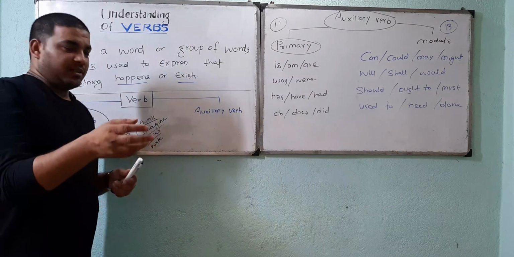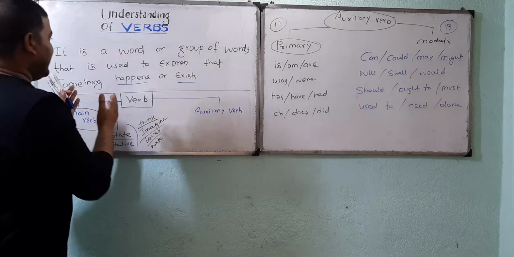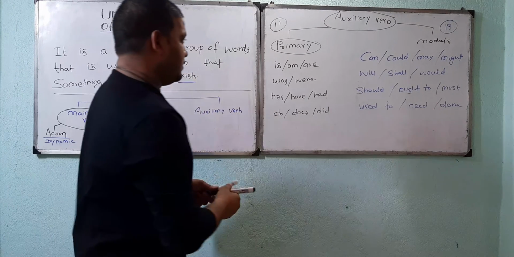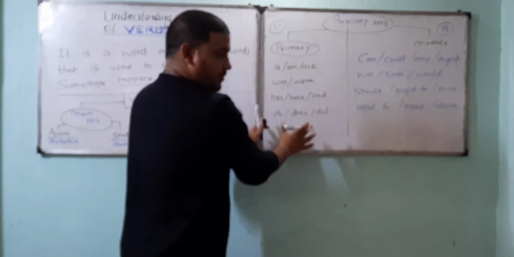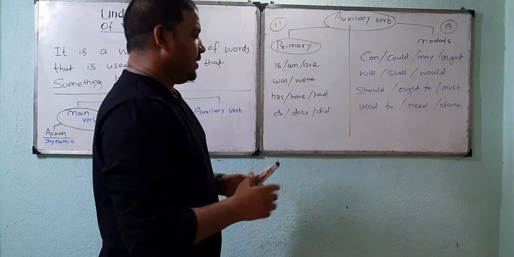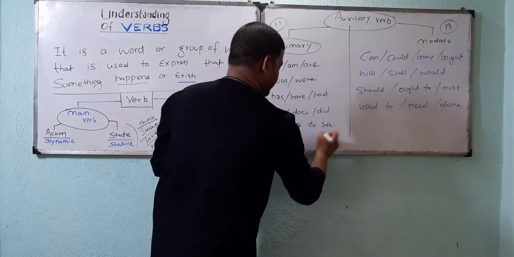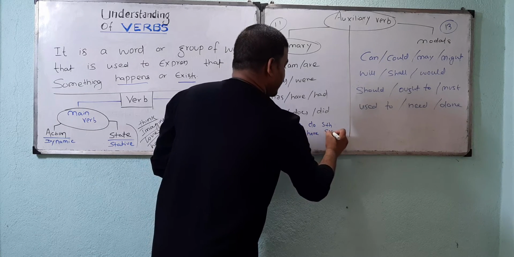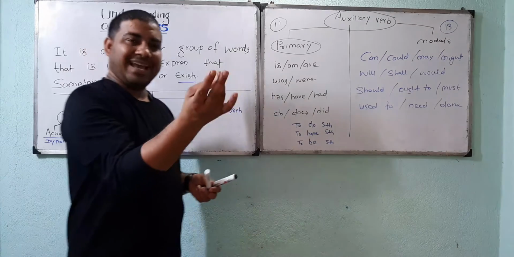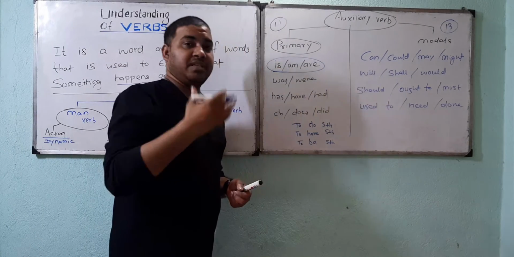So guys, let me go back to the beginning. What is a verb? It is a word or group of words that is used to express that something happens or exists. Getting it? Happens or exists. Now if I talk about these 11 primary auxiliary verbs, there are three things in primary. It shows three things: to do something, to have something, and to be something. If you are something, is, am, are are the forms of be. I am, he is, you are.